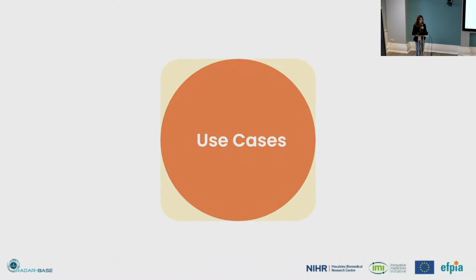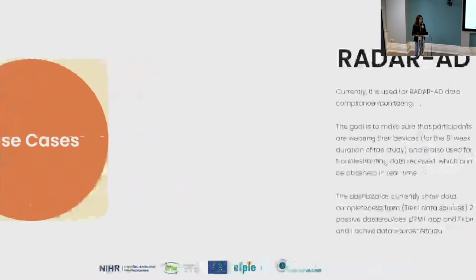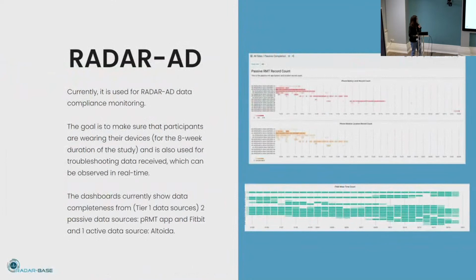So, use cases. Currently, it is being used in RADAR-AD for compliance monitoring. The goal in RADAR-AD is making sure the participants are wearing their Fitbit devices and using the PRMT app for the 8-week duration of the study. So this is currently being used to monitor Fitbit wear time at the bottom and the PRMT record count at the top. They currently show data completeness from the Tier 1 data sources, which are PRMT and Fitbit, and also from an active data source, which is the Altoida application.